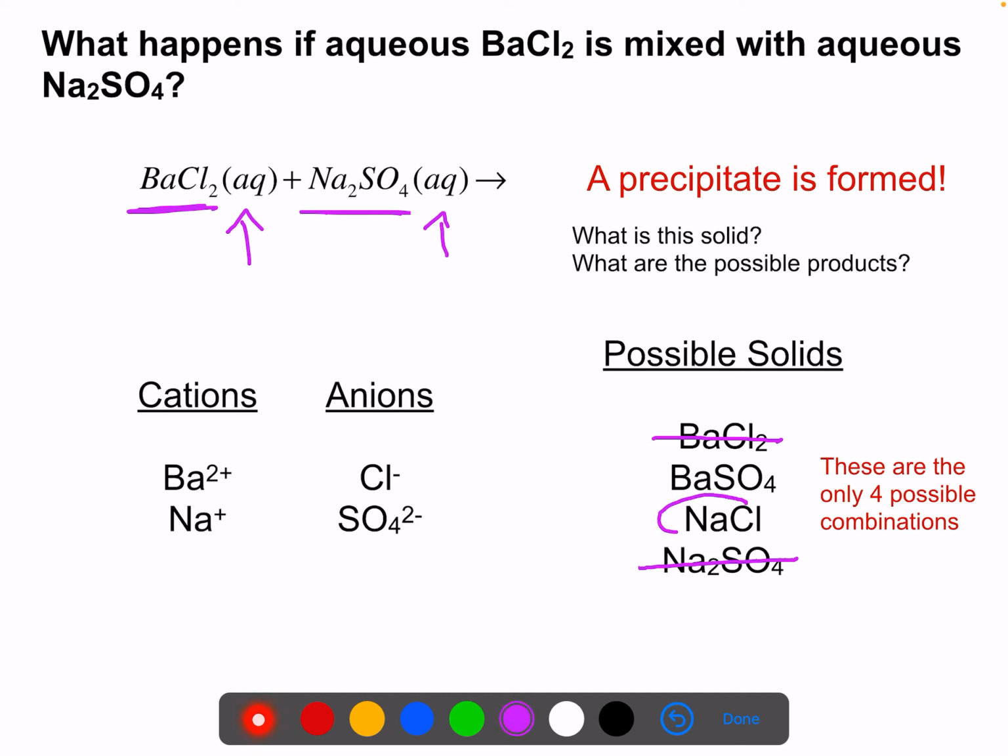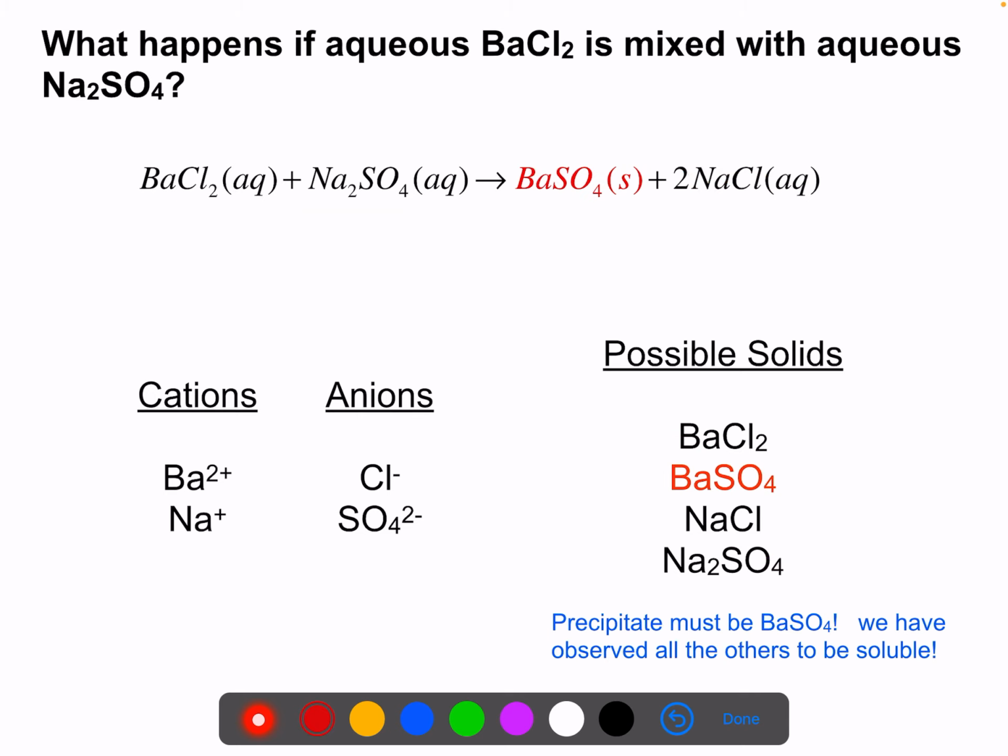What we might know is that sodium chloride here is table salt. This is the salt that you put on your food when you eat. And if you put salt in water, it dissolves. So we might have some knowledge to say sodium chloride is soluble in water. And that means the only option left for a precipitate is barium sulfate. So barium sulfate has to be the solid.